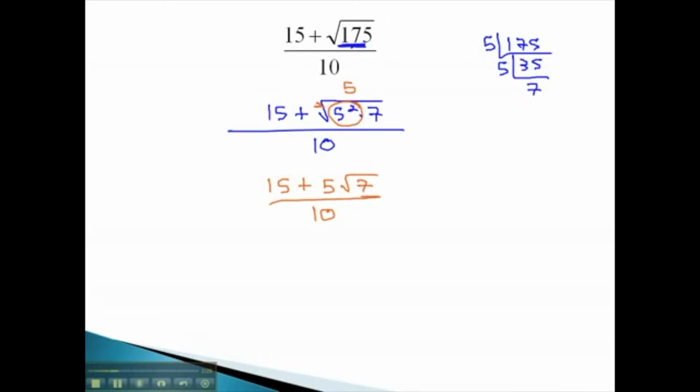Now we can focus on simplifying the fraction. Before we can reduce the fraction, we must first factor the numerator. The numerator has a common factor of 5, leaving behind 3 plus the square root of 7 over 10. And now we are allowed to reduce the fraction by dividing out common factors. 5 and 10 are both divisible by 5, leaving a 2 behind in the denominator. For my final answer, we have 3 plus the square root of 7 over 2.